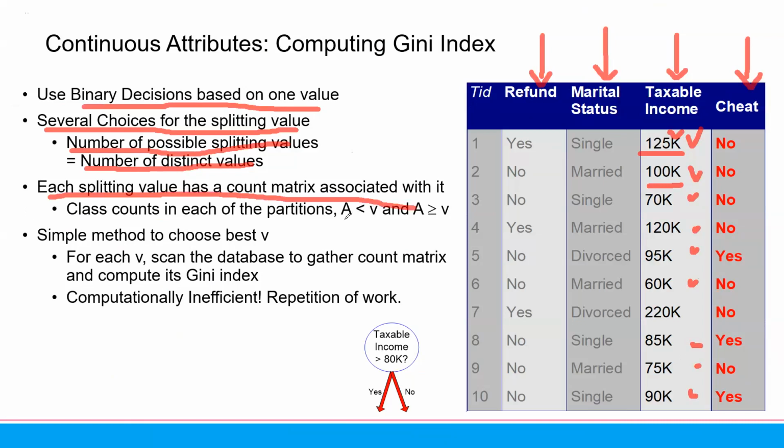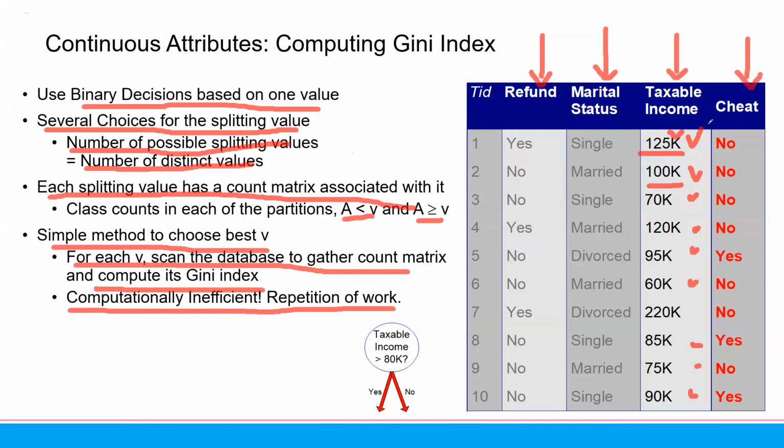two different databases, which is D1 and D2. We want to partition by whether it is less than a value or higher than a value, with the midpoint. The simple method is to choose the best value, like this one. For each value, we can scan the database, gather the count matrix, and compute the Gini index. So it is computationally inefficient because it will repeat some blocks.